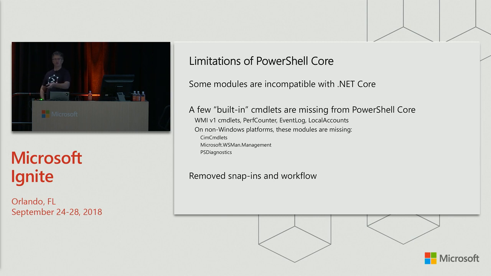So what are the limitations of PowerShell Core? Some modules are still incompatible with .NET Core, and a few built-in cmdlets are missing. They will probably not even return to PowerShell Core directly. So for example, WMI version 1 cmdlets, perf counter, event logs, local accounts are missing, but on Windows, there is a magic to bring them back somehow, and I will show you that very soon. On the non-Windows platforms, they also removed a couple: CIM cmdlets, Azure management, and PS diagnostics. They also removed the old technology called snap-ins and removed workflows. Okay?